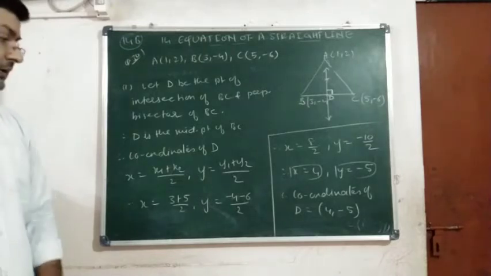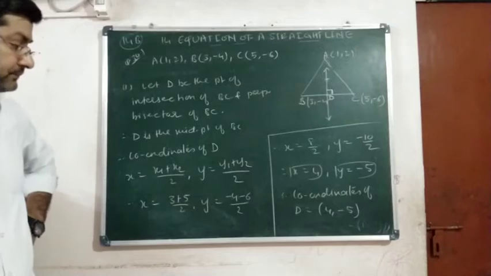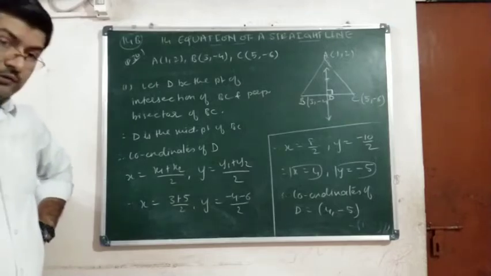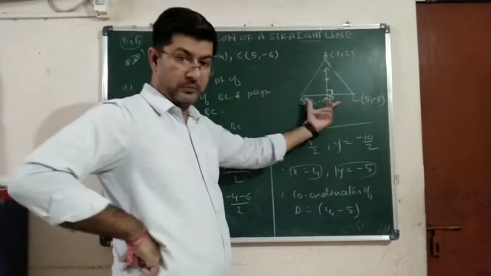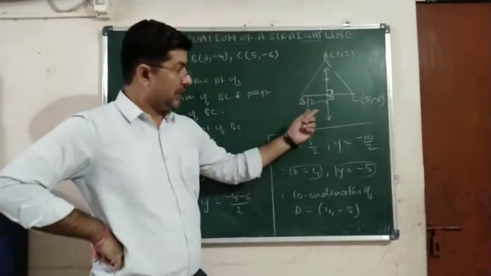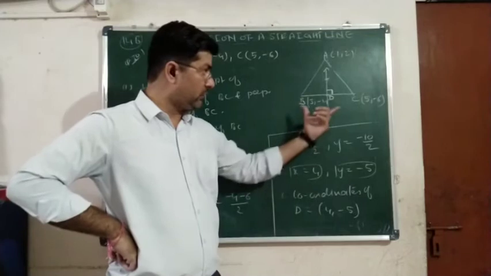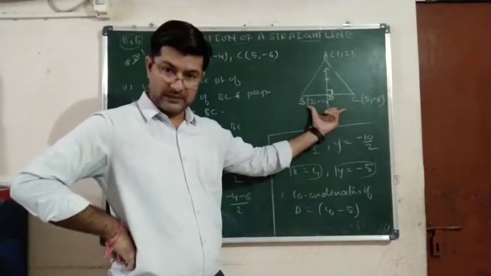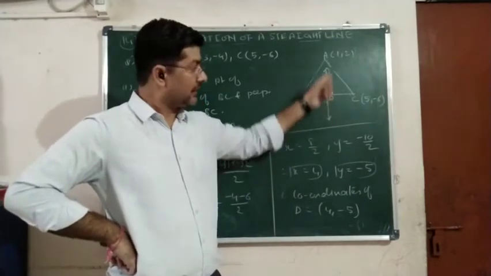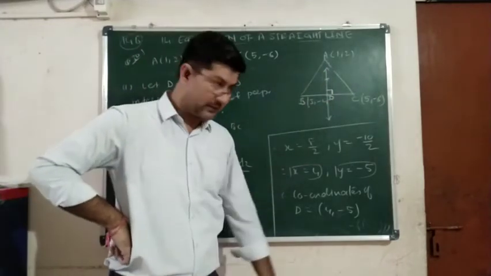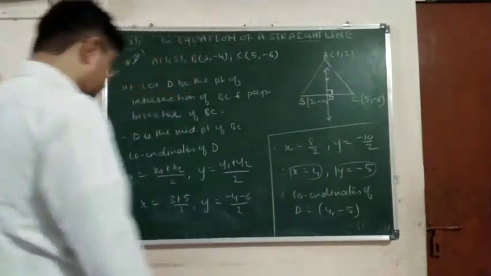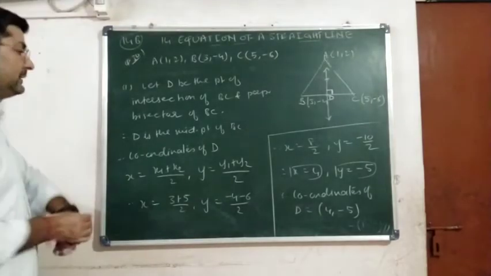So these are the coordinates of D. Now, the bisector through D is perpendicular to BC and passes through point D. So what we will do now is calculate the slope of BC, and then its negative reciprocal will give us the slope of the bisector of BC. Clear? So now let us calculate the slope of BC in the next step.